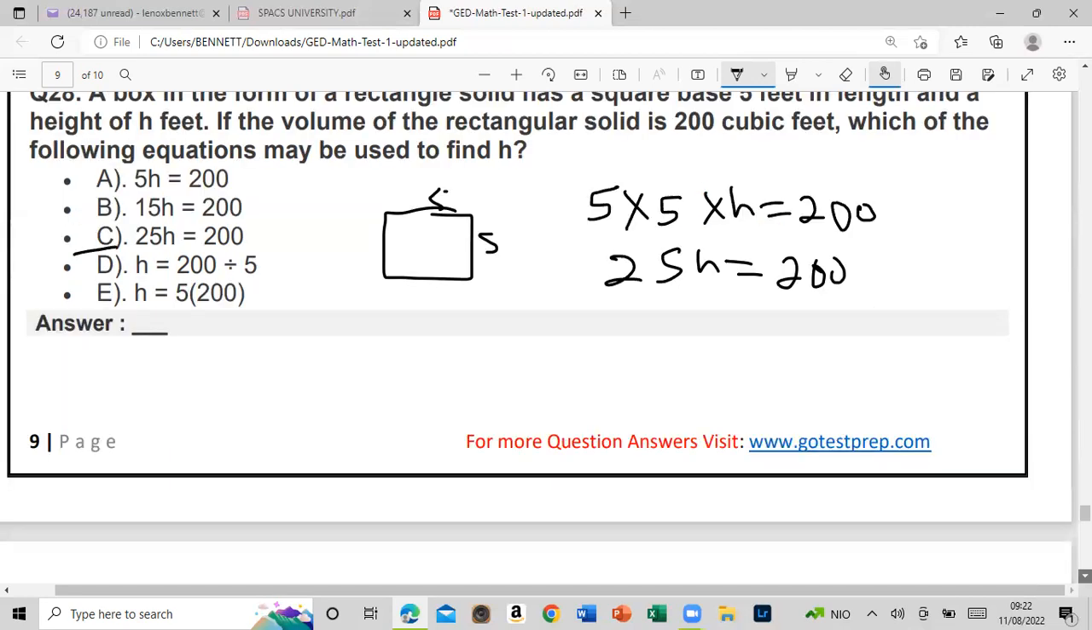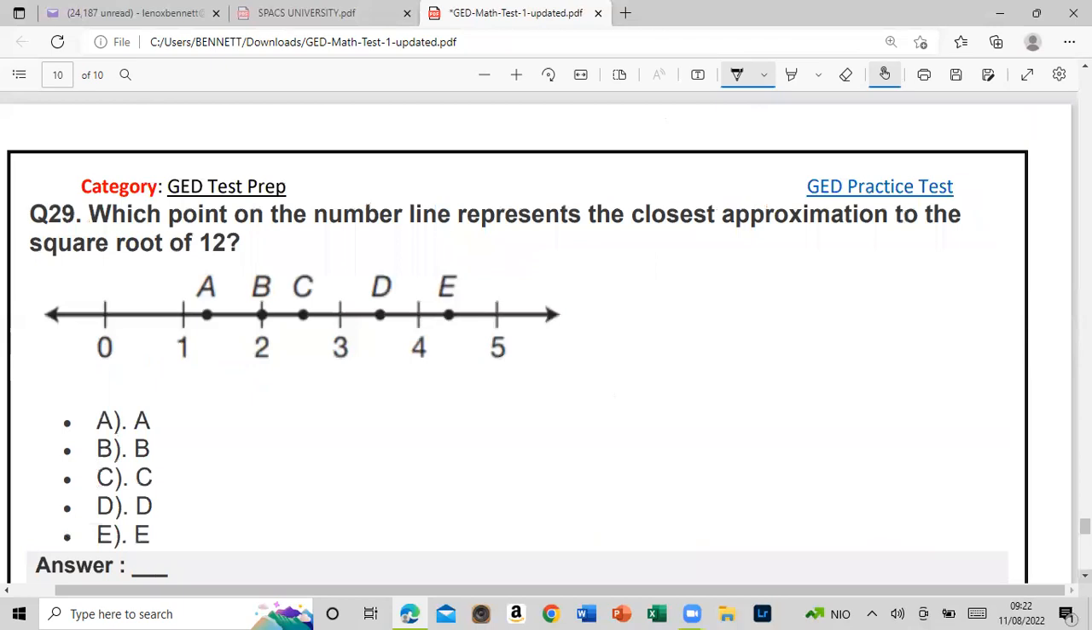Right, let's move on to 29. Which point on the number line represents the closest approximation to the square root of 12? Now, the square root of 12, we don't know offhand, and no calculator is allowed. However, we know that 3 times 3 is 9 and 4 times 4 is 16. So 3 point something, right? So it has to be B.